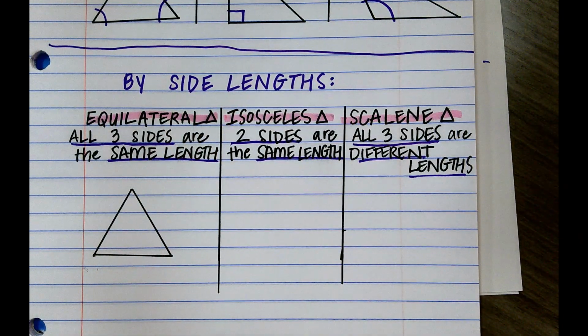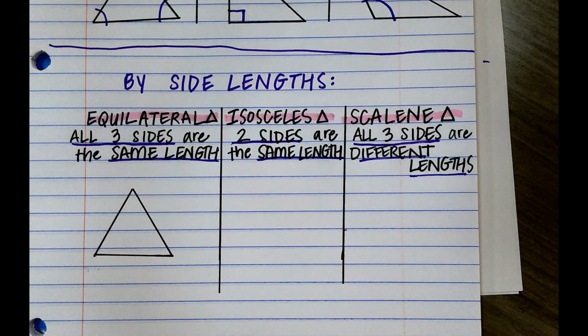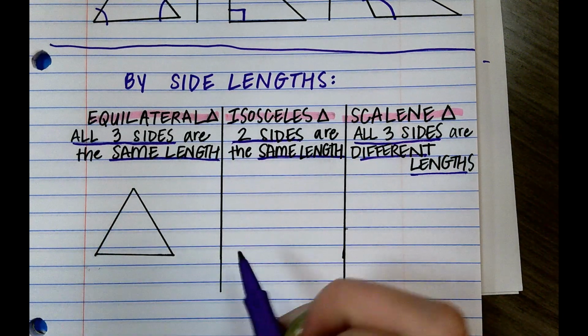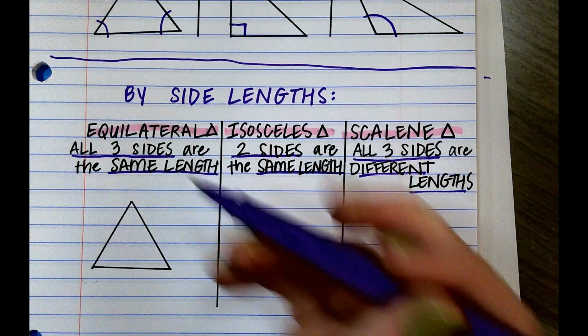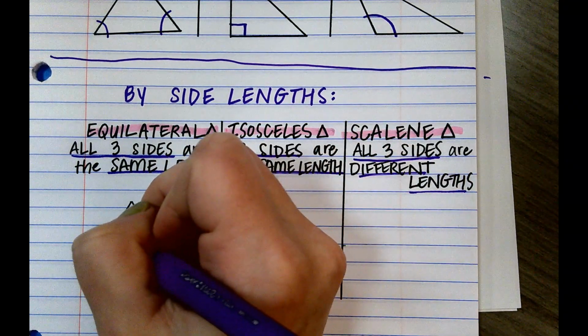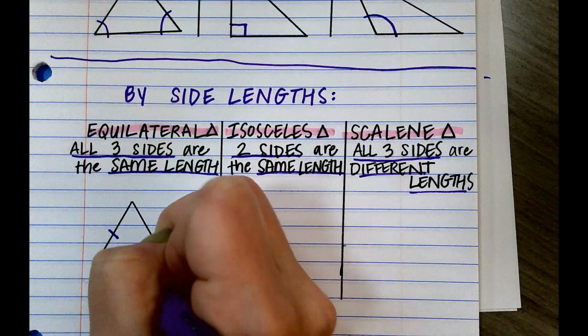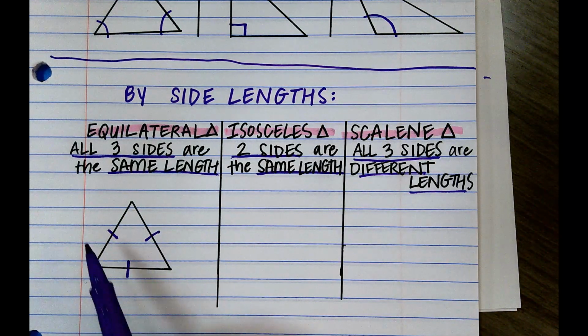The way that we mark this is with tick marks. We use arcs for angles, how we did above, but below we're going to use tick marks. Because all three are the same, we put one tick mark on each side to show they're all the same.